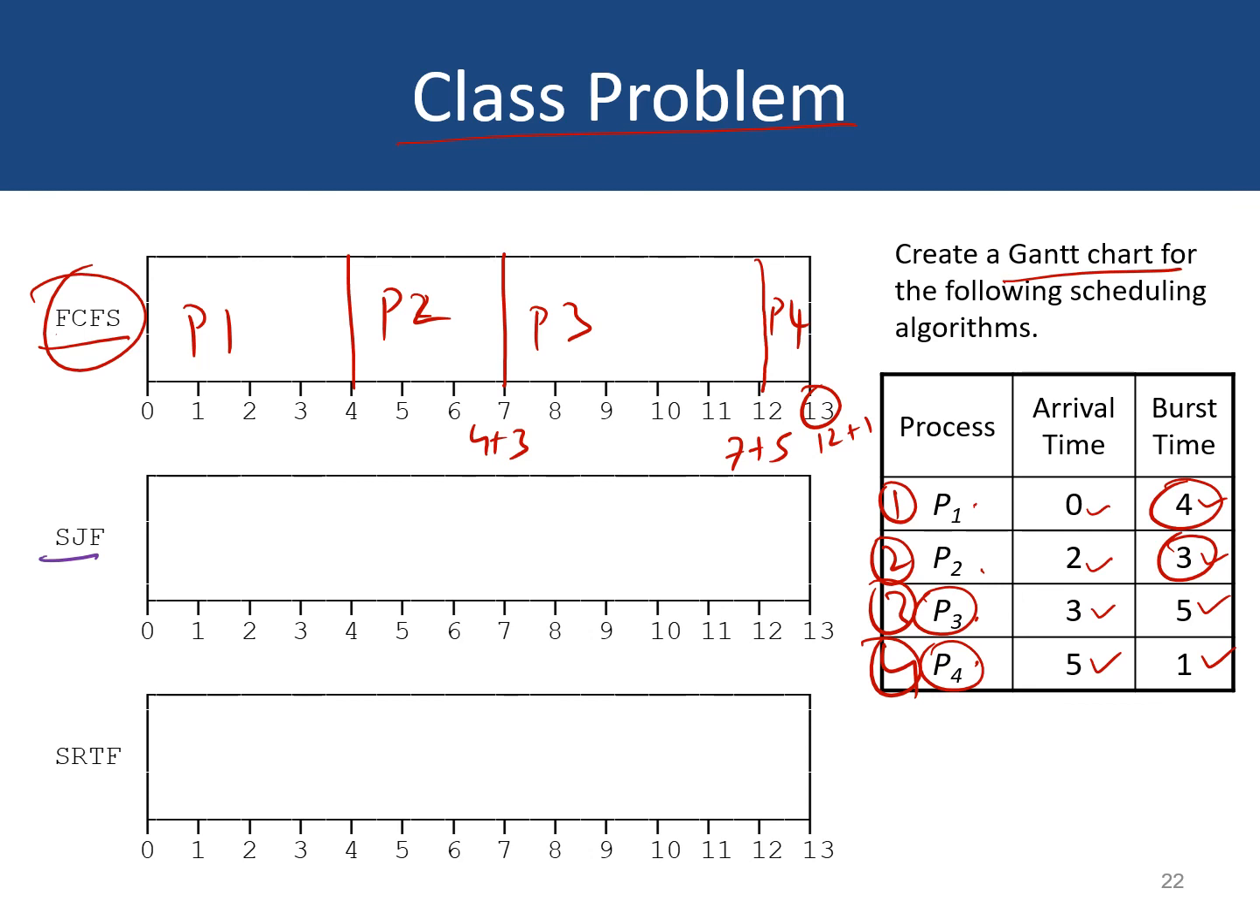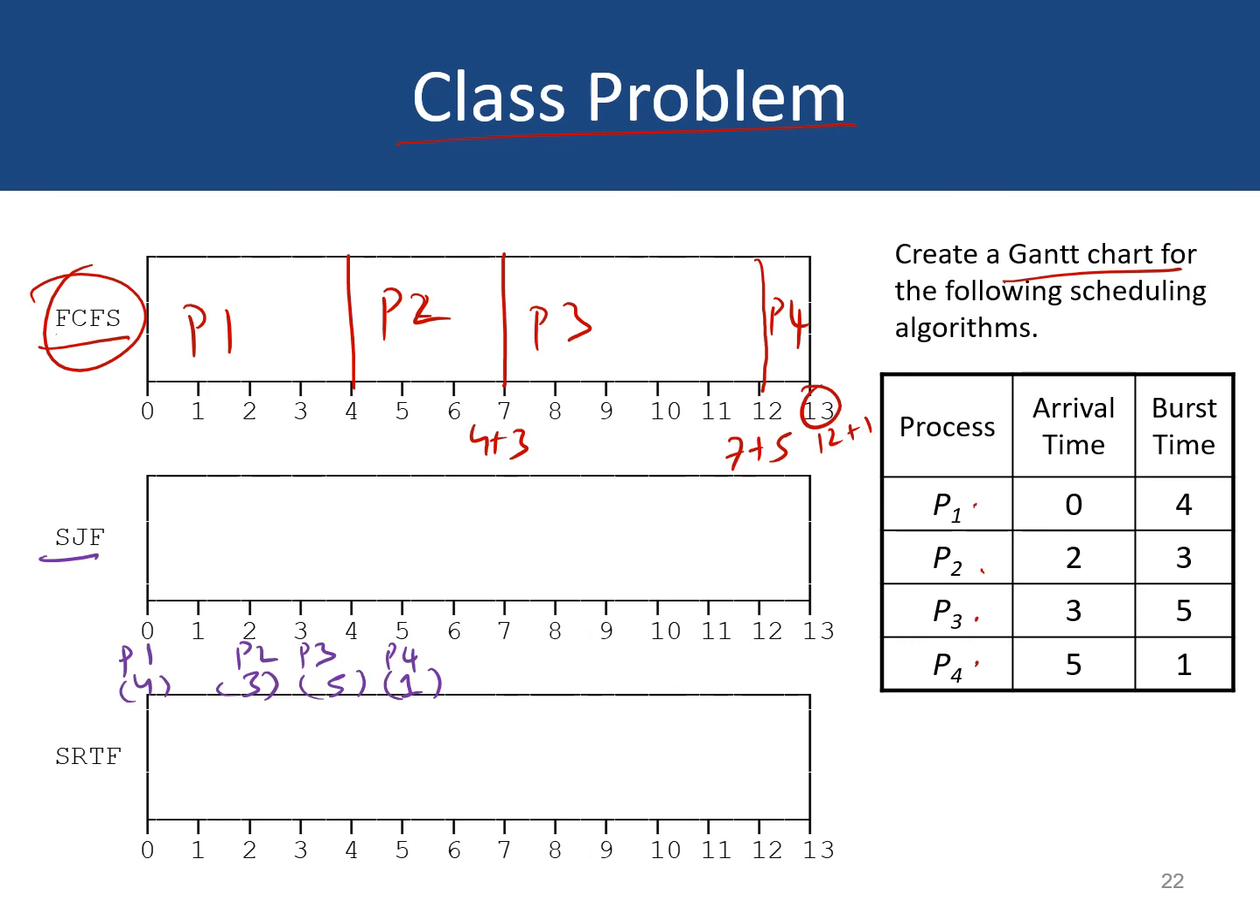Next is the shortest job first algorithm. Let's mark the arrival of these processes in the Gantt chart. So P1 arrives here at time 0, followed by P2 arriving at time 2. So let's mark P2 here. P3 arrives at time 3, and finally P4 arrives at time 5. So P4 arrives here. Let's further note down their burst times. P1 has a burst time of 4, so let's note that down here. P2 has a burst time of 3. P3 has a burst time of 5. And finally P4 has a burst time of 1.